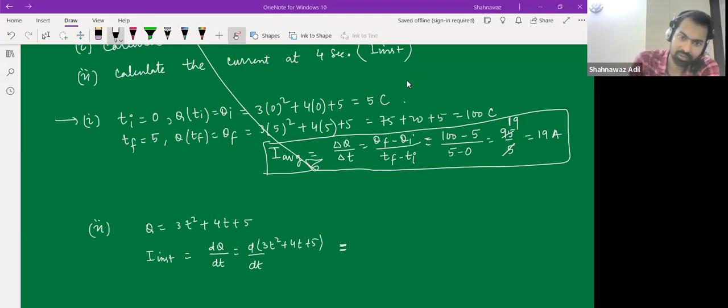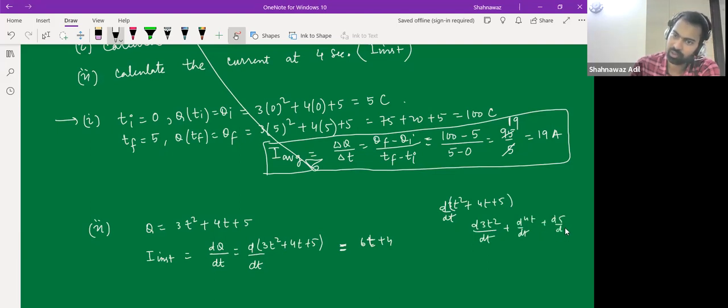Okay, what did you guys get? So let me see. This is 6t plus 4, right? So d by dt of 3t squared plus 4t plus 5 would be how much? d by dt of 3t squared plus d by dt of 4t plus d by dt of 5. This is a constant, so 0. The 4 stays outside, and dt by dt is 1. The 3 stays outside, and the derivative of t squared is 2t. So 6t plus 4.